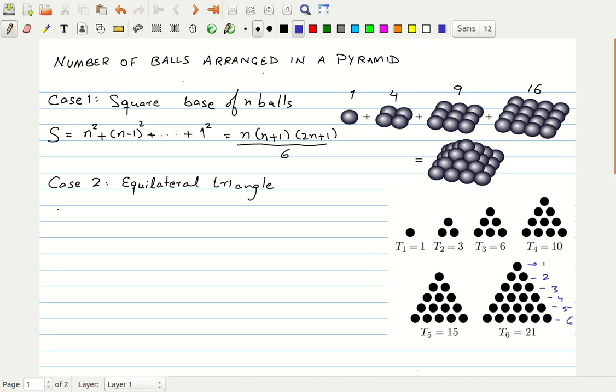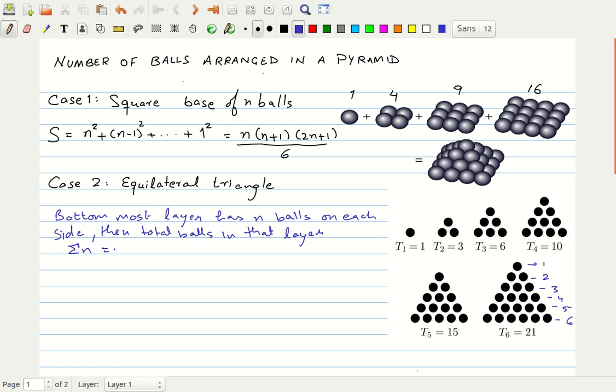So if the equilateral triangle, the bottommost layer, has n balls on each side, then the total balls in that layer, okay, we are only talking about the bottommost layer, is simply the sum of those natural numbers, which is sigma n, right, which is n times n plus 1 divided by 2, right? Now note that this is the number of balls in the bottommost layer.